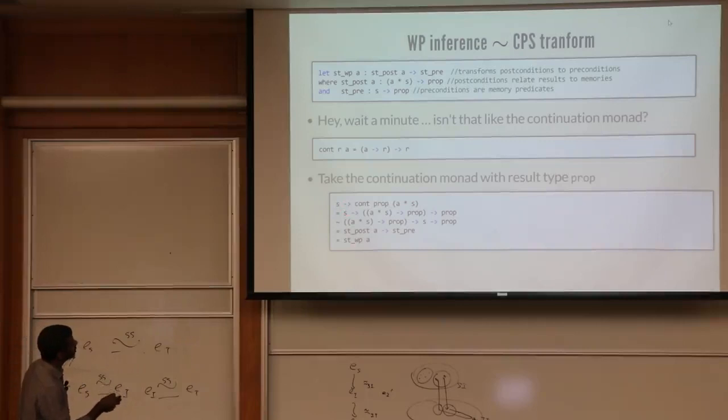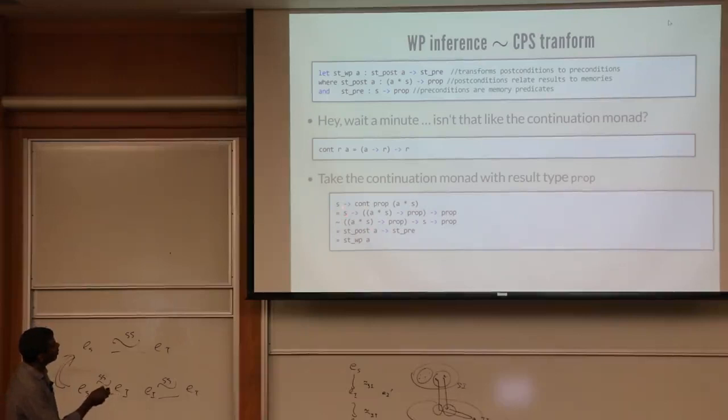I'm going to try to derive STWP A from here. So if I have S arrow the continuation monad, now the result type for the Dijkstra monads is prop. It's the continuation into propositions, because it's a logical thing. So if I take S, the continuation monad into prop, over A star S, that's the result type of my computation. It's a state monad. If I expand things a bit, inlining that definition, I get S arrow, A star S arrow prop.